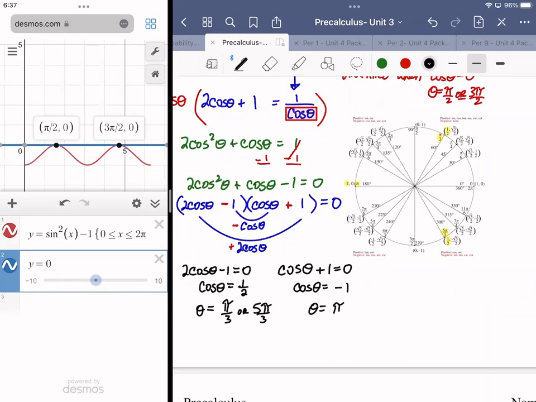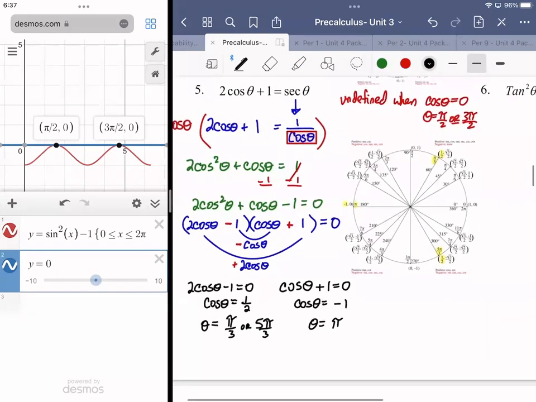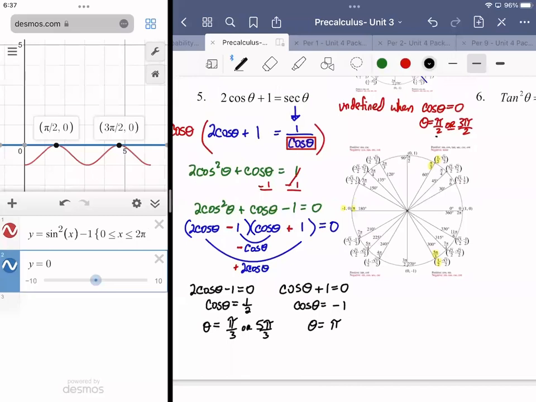All right. Now we don't have any contradictions here. None of these numbers are pi over 2 or 3 pi over 2. So we don't have to worry about any extraneous solutions. All right. But this one was a whole lot easier because we don't have to worry about that inverse trig stuff with the domains and all that. All we had to do is pick it off of the unit circle.